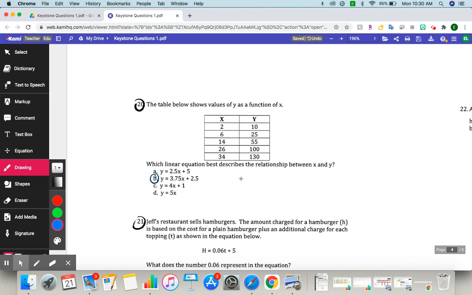Number 20, which linear equation best describes the relationship? So since this is linear, we're looking for a constant rate of change. Notice change in y is 15. The change in x is 4. And we know rate of change, aka slope, is just change in y divided by change in x. So that is 3.75. And we actually don't need to go any further because the only equation with a slope or rate of change of 3.75 is B.